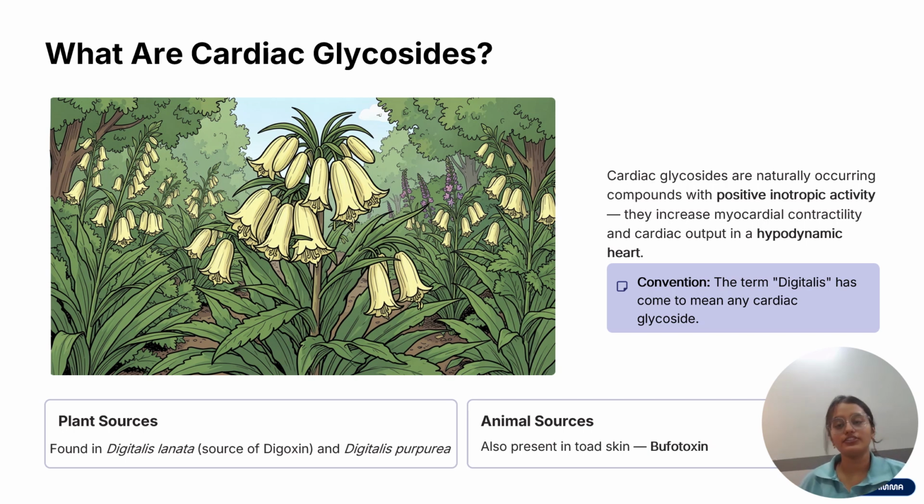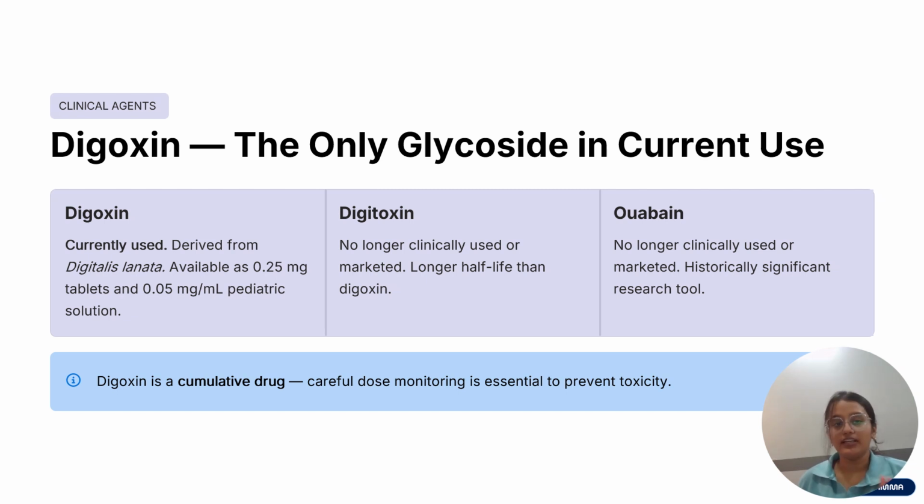Now, cardiac glycosides are naturally occurring compounds with positive inotropic actions, meaning they increase myocardial contractility and cardiac output in a hyperdynamic heart where the patient's heart is not able to contract properly. Digoxin is the only glycoside which is used clinically. Digitoxin and ouabain are not clinically used. Available formulations are 0.125 mg and 0.05 mg per milliliter in the pediatric solutions. It's a cumulative drug, meaning it has cumulative effects where slowly the drug causes toxicity.